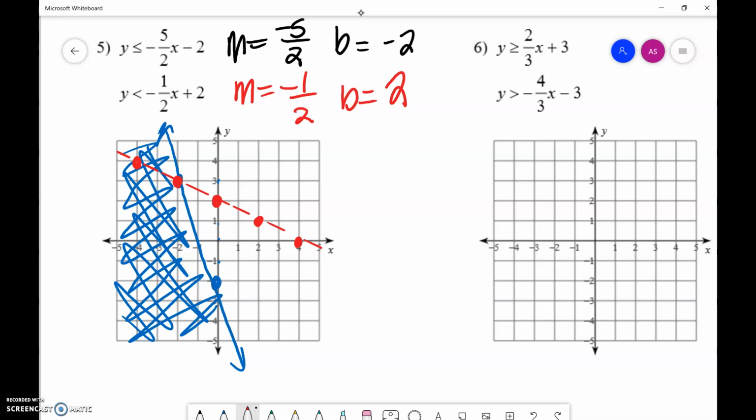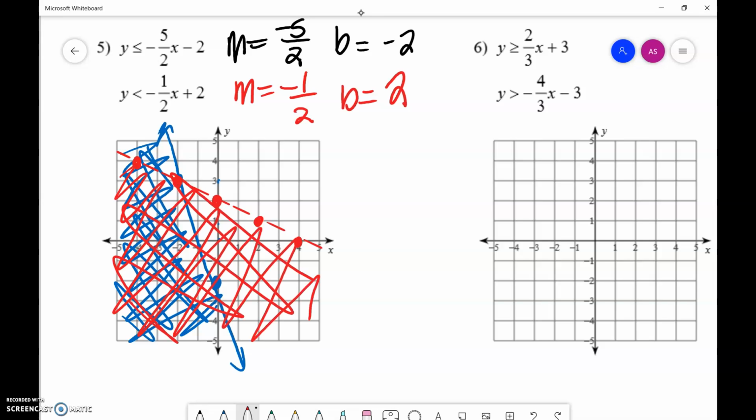Then since it's less than, that means we shade below. So we're gonna shade below, like so. Okay, and our solutions are here. Okay, that's our double shaded area.